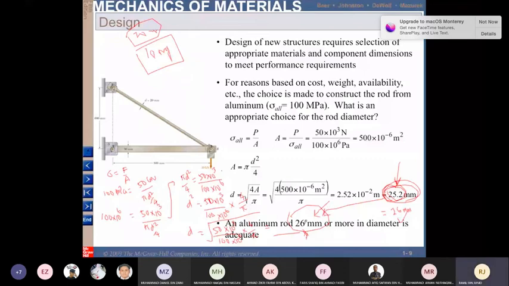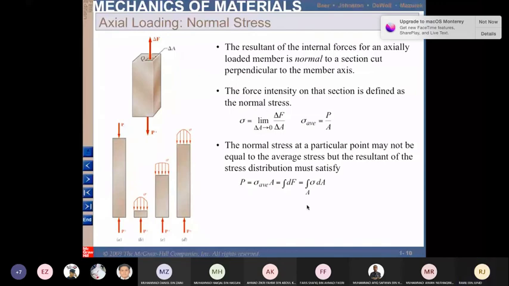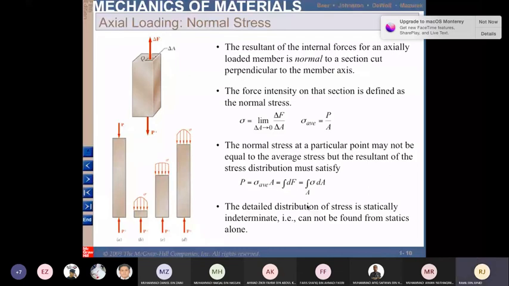And then axial loading. Nombor kedua kita settle kelas. Axial loading.